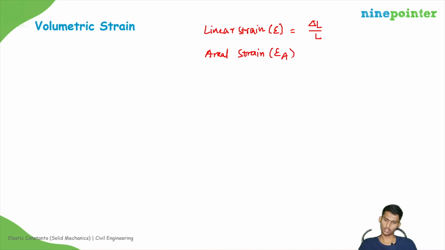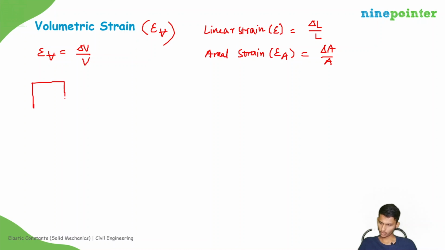That is, epsilon A is equal to change in area divided by area. Similarly, there is volumetric strain denoted by epsilon V. So epsilon V will be equal to change in volume divided by original volume, right? So let us prove the value of volumetric strain.